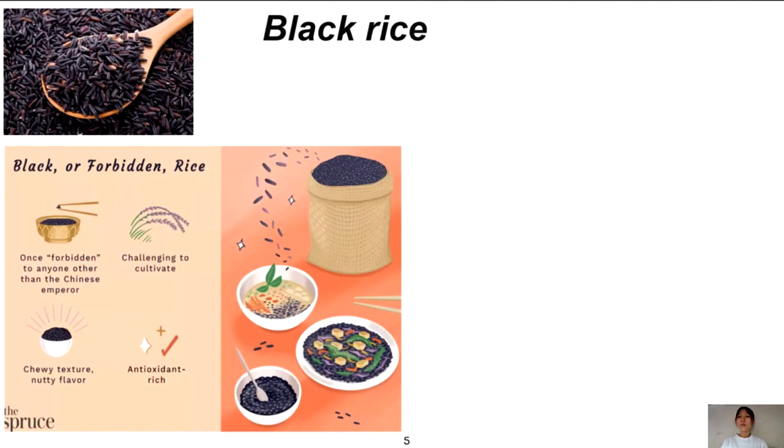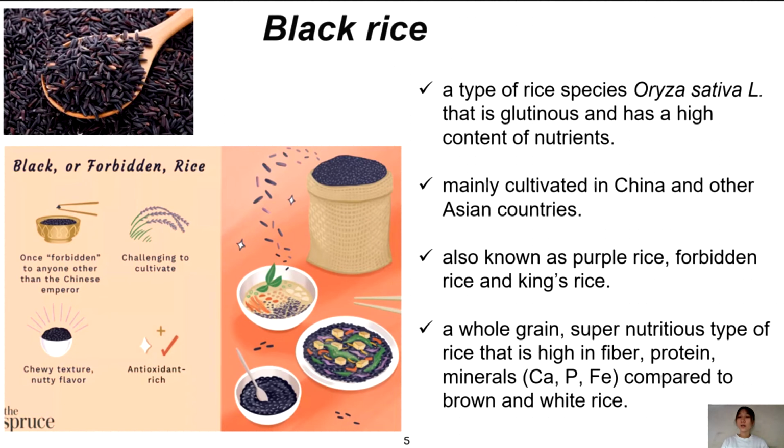This slide will give you a general understanding about black rice. Firstly, black rice is a type of rice species, Oryza sativa L., that is glutinous and has a high content of nutrients. Besides, it's mainly cultivated in China and other Asian countries, and also known as forbidden rice and king's rice. Especially, black rice is a whole grain, super nutritious type of rice that is high in fiber, proteins, and minerals compared to brown and white rice.